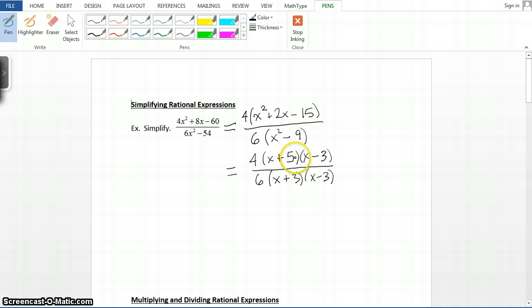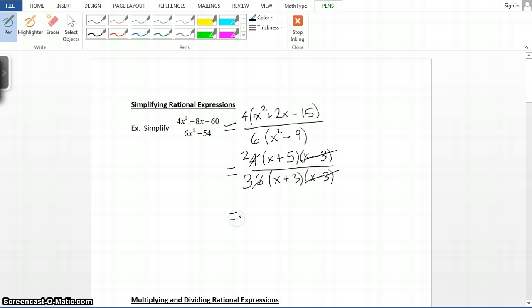You can only cancel things that are multiplied together. So this whole binomial, x minus 3, there's one on top and one on the bottom, so we're going to cancel them. The only other thing we can cancel is, look at the 4 and the 6. They have a common factor of 2. If I factor 2 out of 4, or cancel, I'll have 2 left. And if I cancel 2 out of 6, I'll have 3 left.